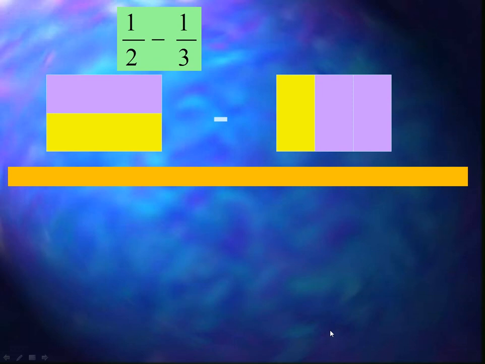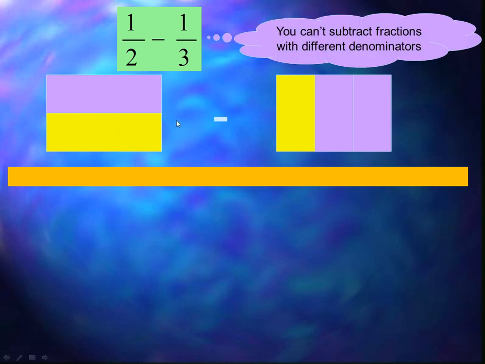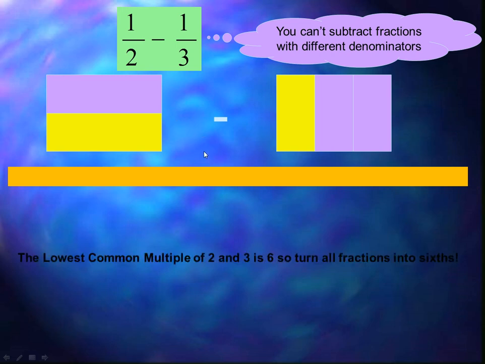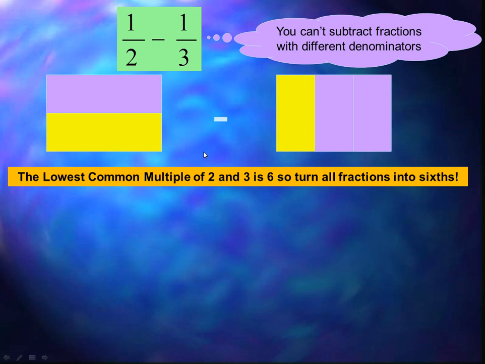Let's look at this. So here we have 1/2 subtract 1/3. Here is 1/2. Here is 1/3. Well, I can't subtract 1/3 from 1/2 without turning the denominators the same. So you can't subtract fractions with different denominators. It's impossible. The lowest common multiple of 2 and 3 is 6, as we know, so turn all fractions into sixths. And here we go.